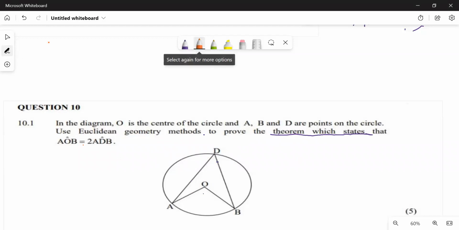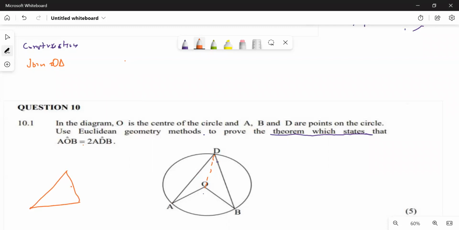You are going to tell them, okay, let's start with the construction. So what kind of construction are we going to have? We join O and D, with a dotted line. Then from there, I'm going to produce it. The reason we want it produced is because you have triangle ABO, and we want this triangle to look something like this.